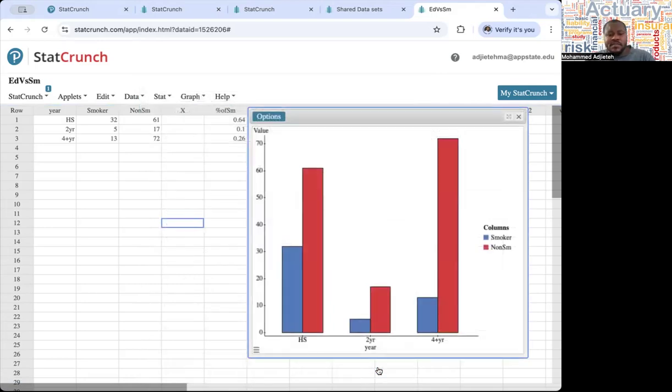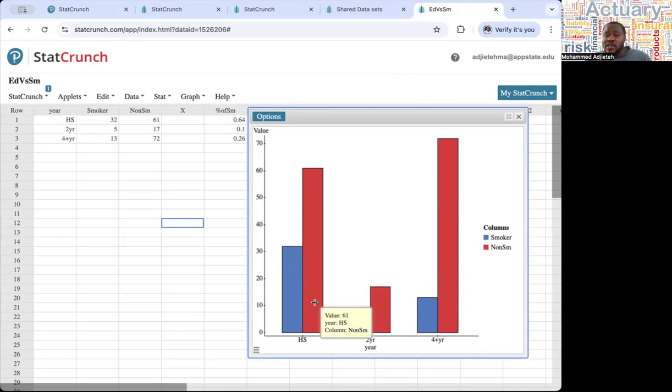So you see, when you look at this, this is the split bar graph. You can see these are the levels of education here: high school, 2-year college, and then 4-year college. For high school, the one in blue represents the smokers and the other the non-smokers.